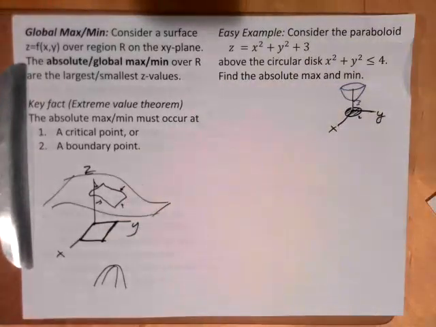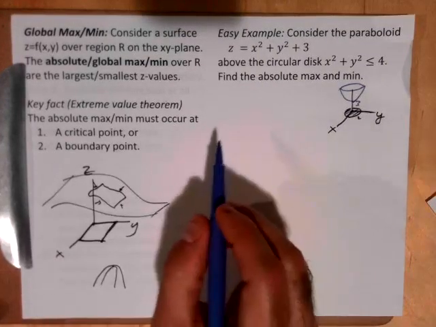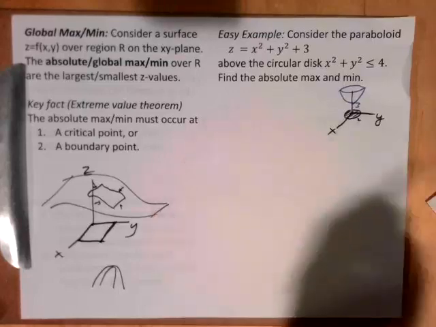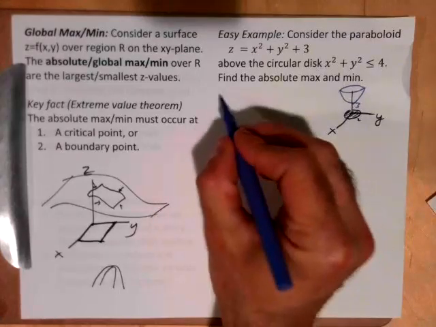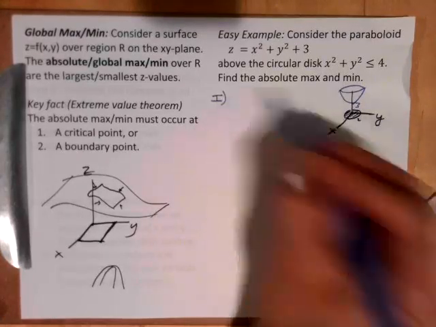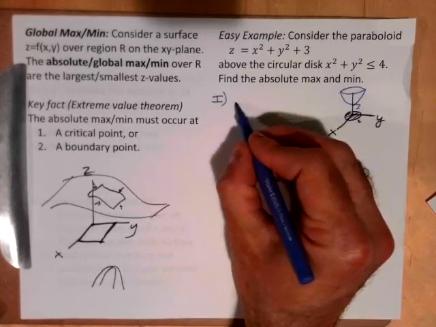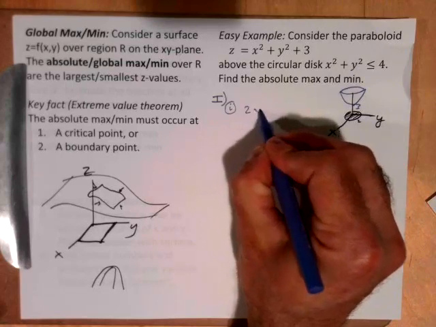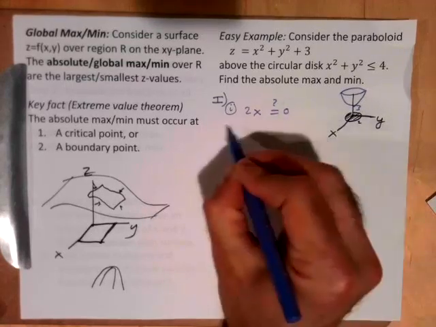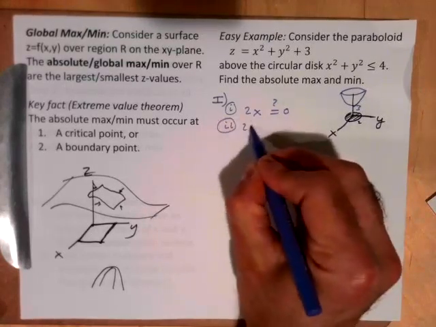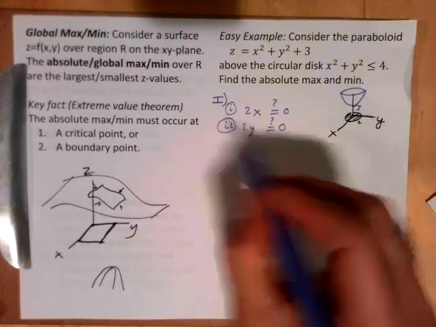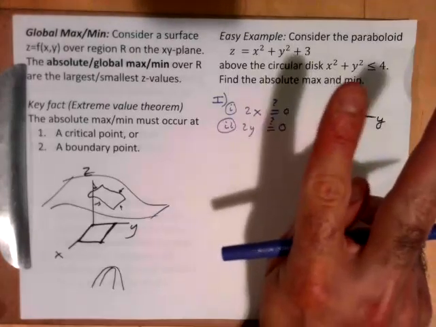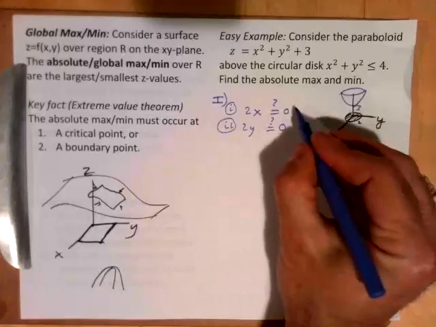I do this problem because it's the fastest in terms of setup. I'm going to go through the process. It's actually just like what we just did. Step 1, find the critical points. You do the partial with respect to x, which is 2x, and set that equal to 0. The partial with respect to y is 2y, and you set that equal to 0. Then you combine them.